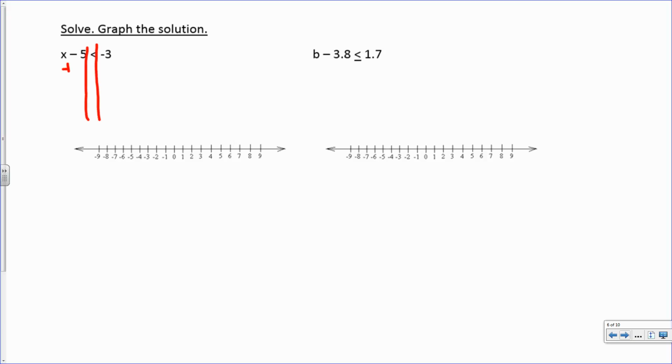The first one you should have added 5. So I have x is less than 2. So you go to 2, and because it's less than, you have an open circle and everything to the left.